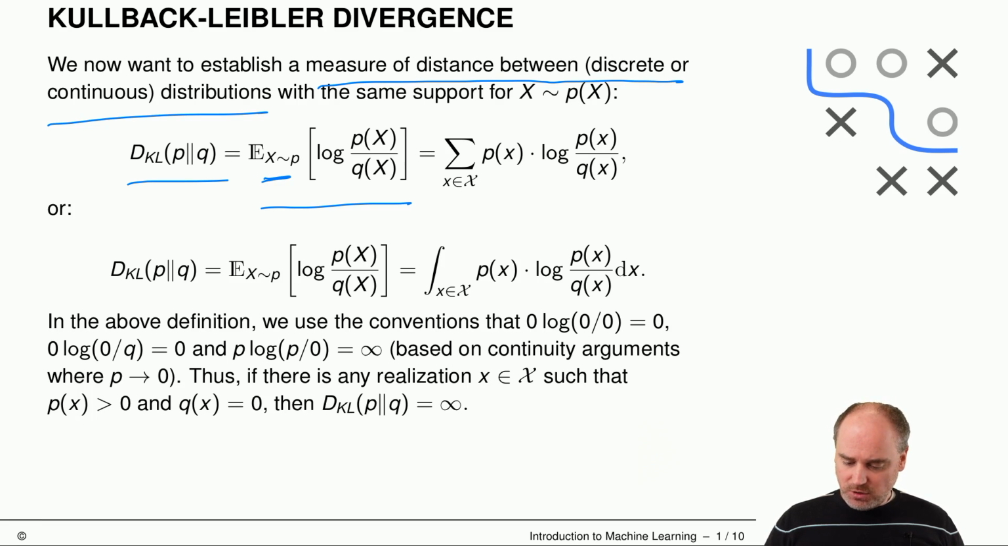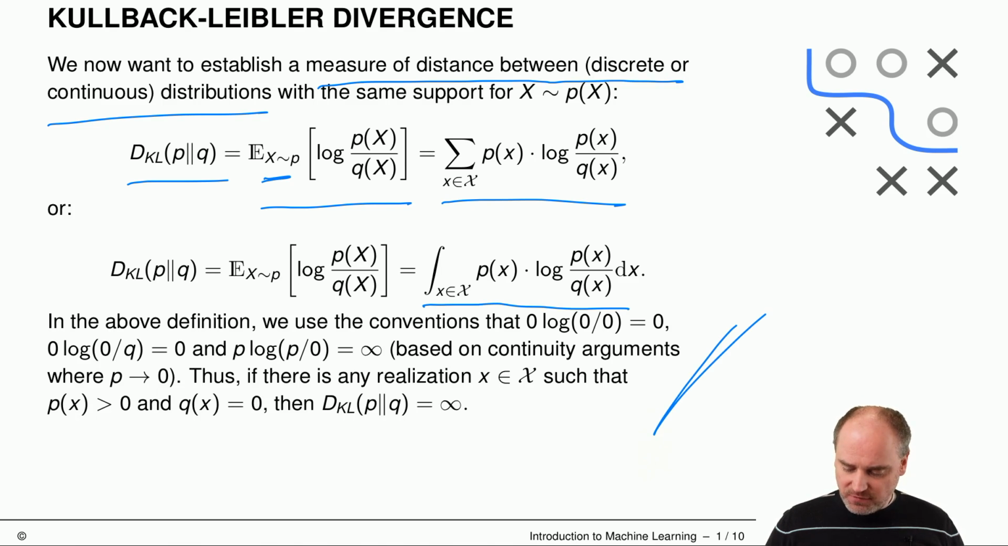Okay, so we can write this with the sum for discrete random variables or discrete distributions, and we can of course write this with an integral for continuous distributions. And there are some conventions we need to talk about for when things go to zero. I'm not going to read this out, so just maybe take a look at this in your own time. It's not that important for now.